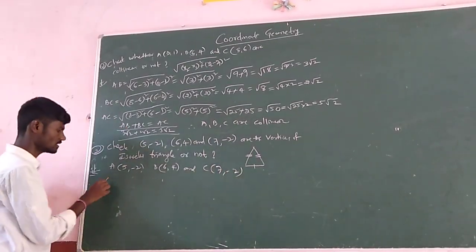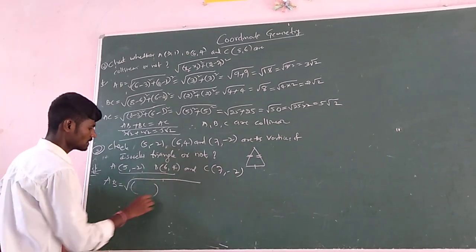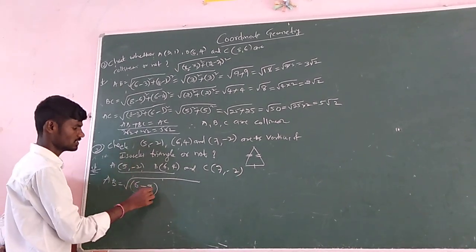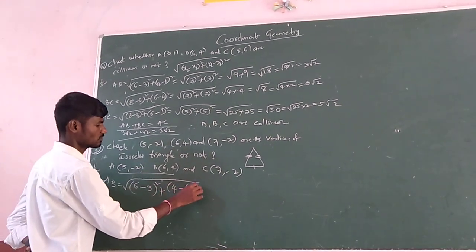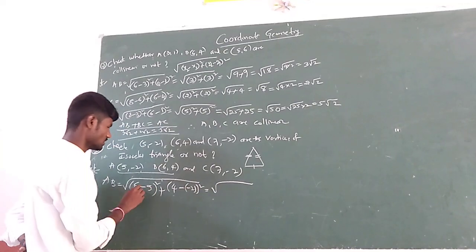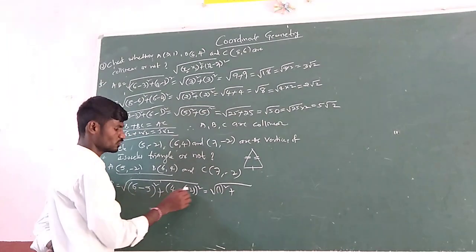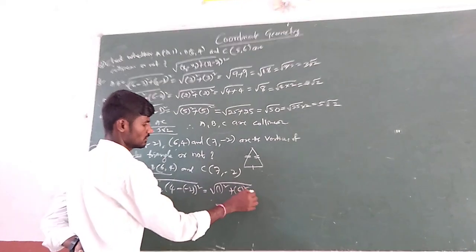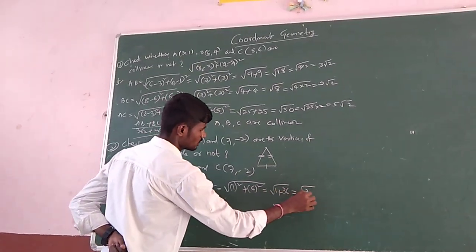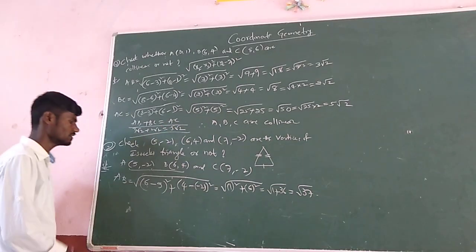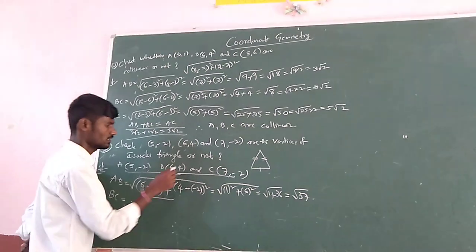So let us first find AB between these two. See here, x coordinate difference 6 minus 5 whole square, y coordinate difference 4 minus of minus 2 whole square, is equal to 6 minus 5, 1 whole square, and 4 minus into minus plus, 4 plus 2, 6 whole square. So what will we get? 1 plus 6 square, 36. So that is 37. Root 37 is the first one.